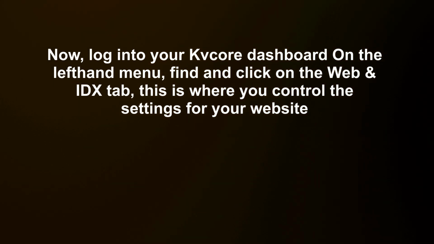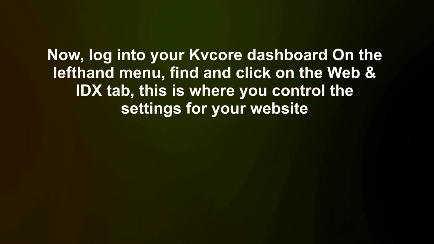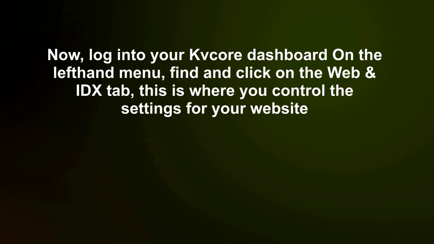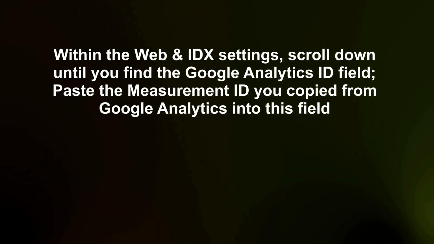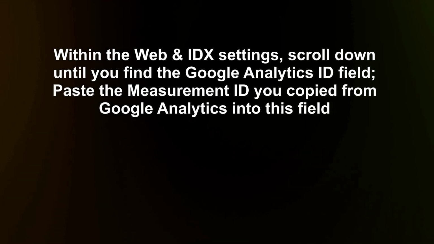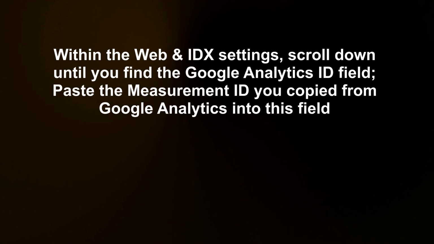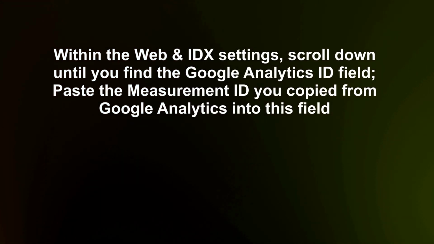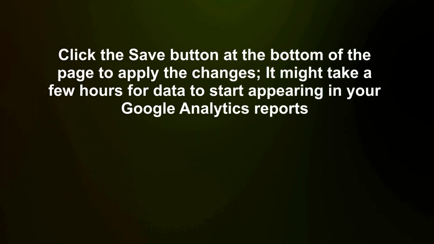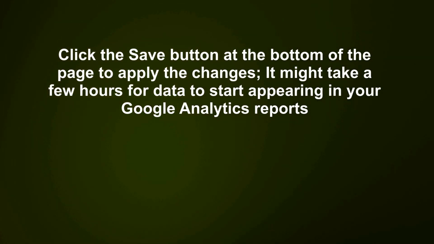Now, log into your Kvcore dashboard. On the left-hand menu, find and click on the Web IDX tab. This is where you control the settings for your website. Within the Web IDX settings, scroll down until you find the Google Analytics ID field. Paste the measurement ID you copied from Google Analytics into this field. Click the Save button at the bottom of the page to apply the changes.